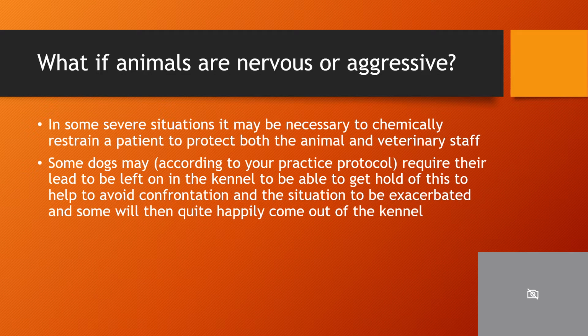What if animals are nervous or aggressive? In some severe situations, it may be necessary to chemically restrain a patient to protect both the animal and veterinary staff. This can be done in the presence of the owner, and we can use sedatives to do so. However, if we can carry out movement of the animal into the practice without this being done, then that would be ideal. But we do have to always consider the health and safety and any potential harm being caused to our veterinary staff and the animal itself.